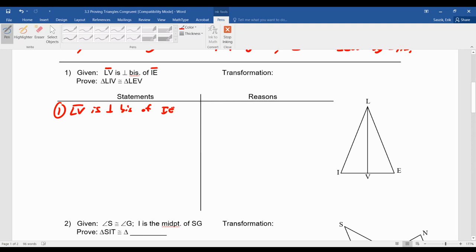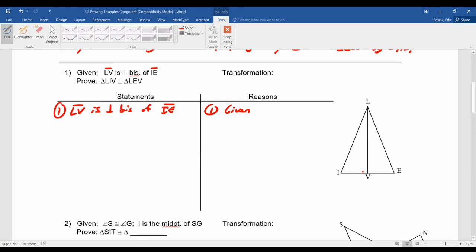Notice how I wrote a 1 here. This is step 1, and that's my statement. And then I'm going to have a corresponding step 1 reason over to the side, okay? And how do we know that LV is a perpendicular bisector of IE? Well, simply because it was given to us. We were told that, all right? Your statements and reasons that correspond to each other should line up perfectly horizontally all the time, okay?